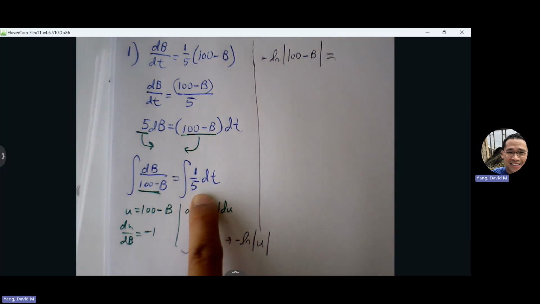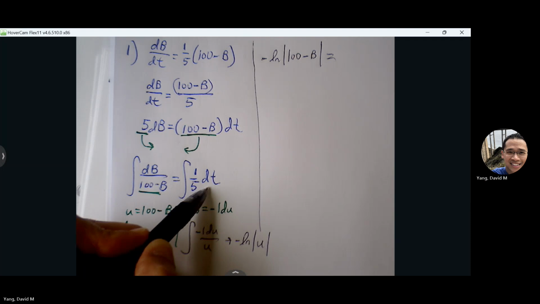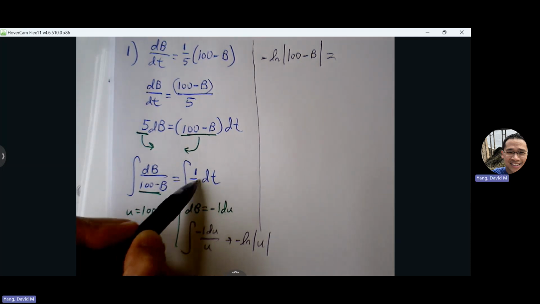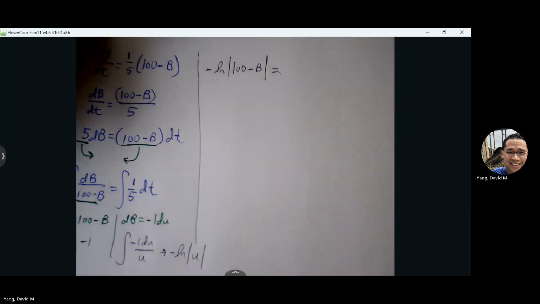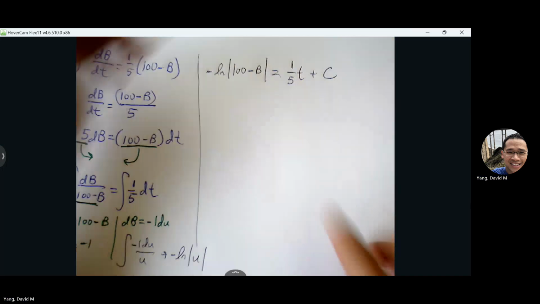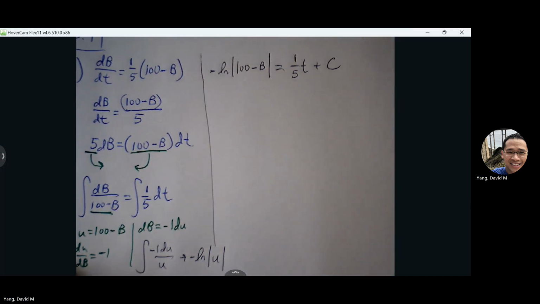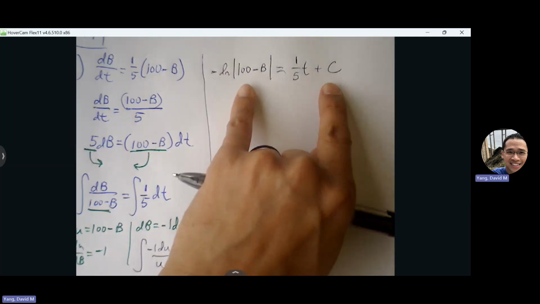The right side, 1/5 dt, what does that become? 1/5, it's just a coefficient, right? So the dt just becomes what? Just t, yeah. So imagine there's a 1 in front, 1 dt becomes t, and the 1/5 just hangs out in front. And plus what? Plus c.